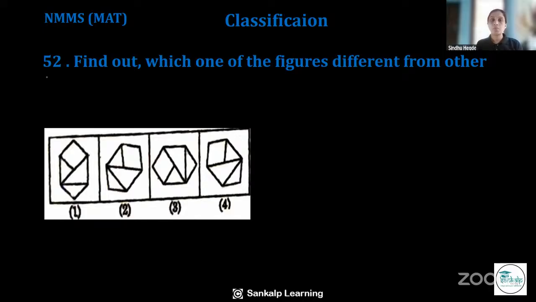Let us see question number 52 of the chapter NMMS Math Classification Non-Verbal. Find out which one of the figures is different from the others. Here also different patterns are given in images 1, 2, 3 and 4. Here also, on the basis of the rotation, we can find out the odd figure out.